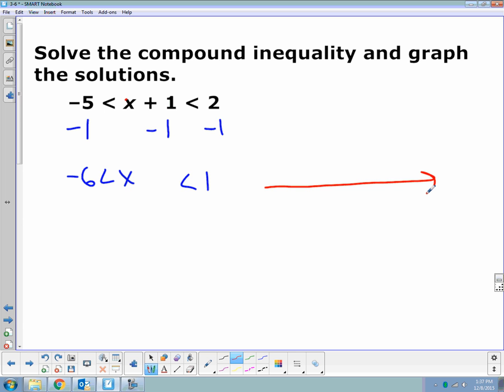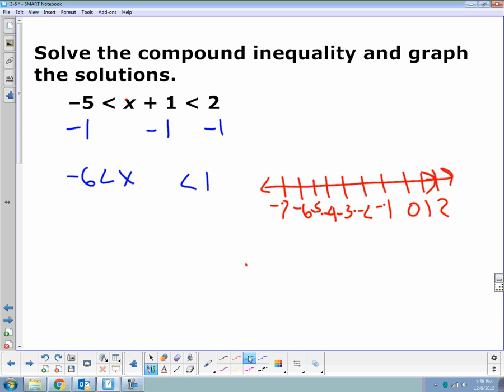And then, of course, we're going to graph it. So -6, -5, -4, -3, -2, -1, 0, 1, 2. There we go, a little bit longer. So I've got more than 5 numbers on there, but I've got to get -6 on the graph. I've got to get 1 on the graph, and I need to have one on either side.